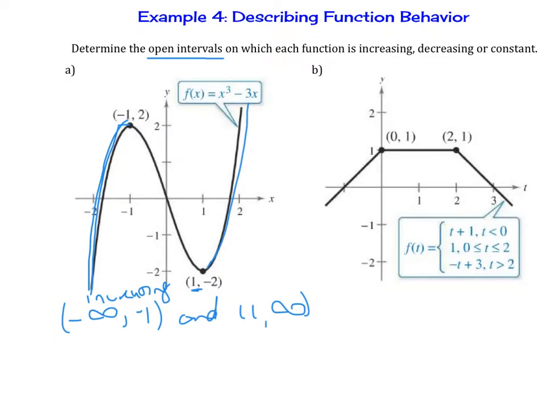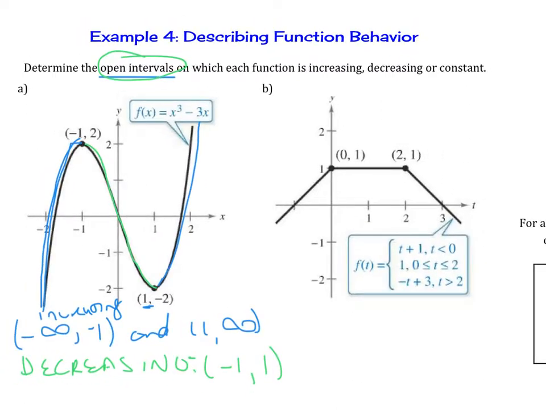Now let's look at decreasing. Where is it decreasing? It's decreasing in the center in this example, from here to here. Again, we're looking at the x values. So it's decreasing between negative 1 and 1. And again, open intervals, so just the parentheses there.